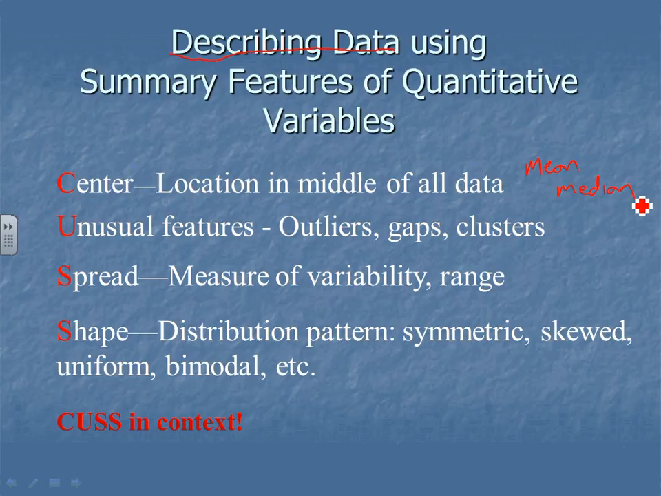Okay? We will talk about gaps and clusters. That is unusual features. Gaps is if we have a spread where there is no data. Clusters if we have lots and lots of data, all clustered around a specific location. The spread, today we're going to focus on the range, like how far away the max is and the min. But in the future, when we talk about spread, we're going to use measures of variability, which are like standard deviation and variance, or interquartile range.